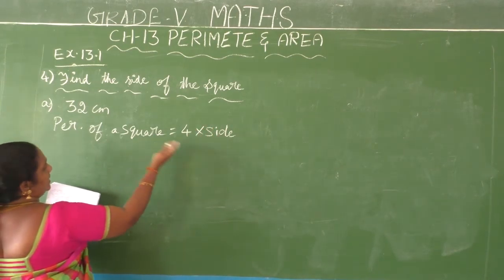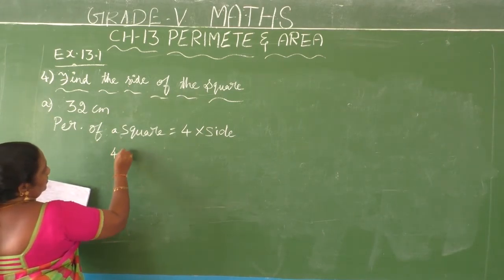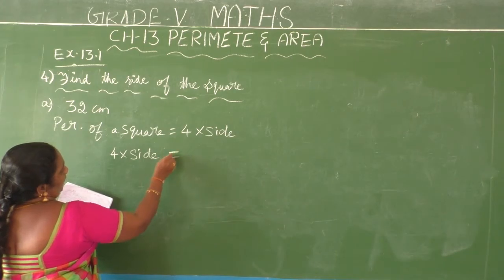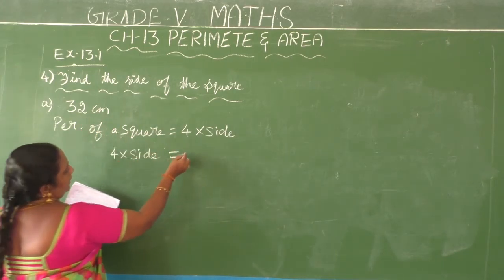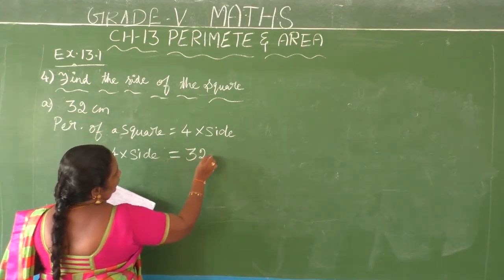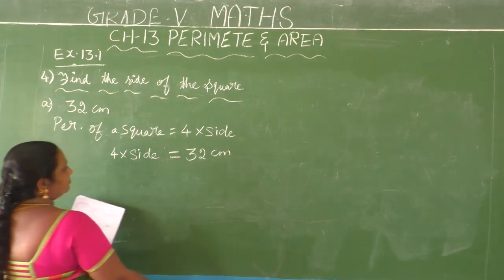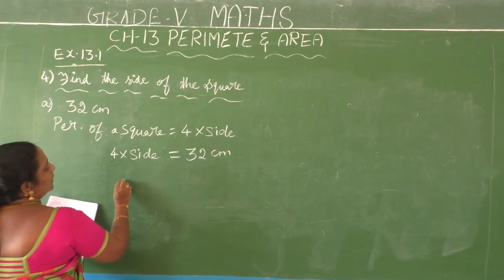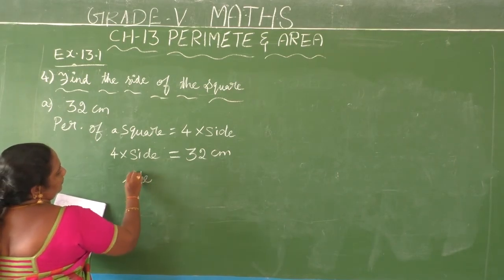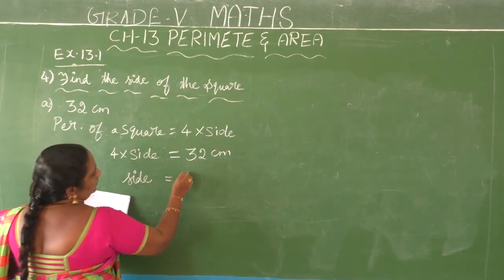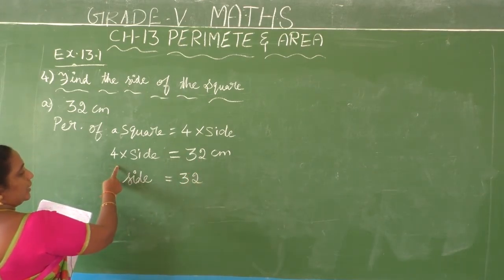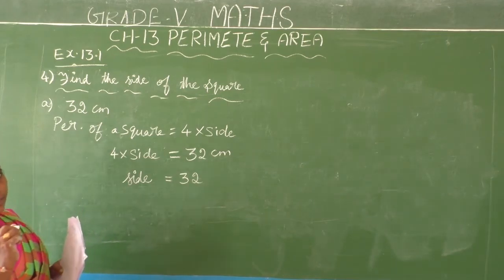So this perimeter already they gave, 32 centimeter. So 4 into side equal to whatever perimeter measurement they gave, that measurement you can write: 32 centimeter. Now we are going to find out the side only, so you keep the side only in the left side.